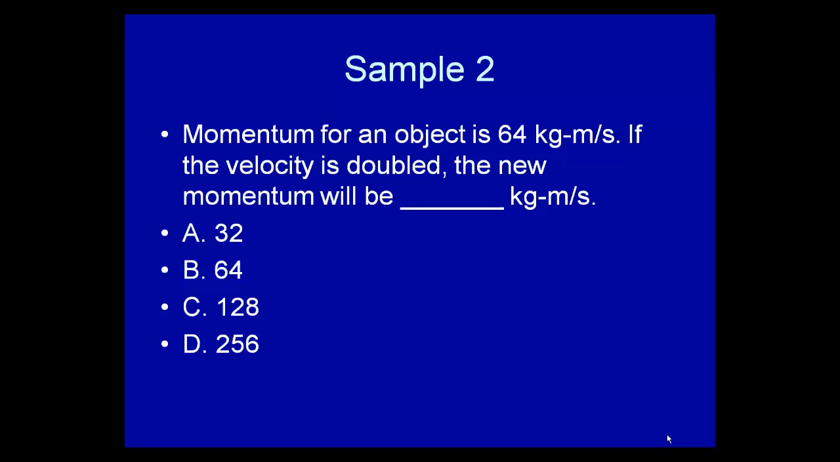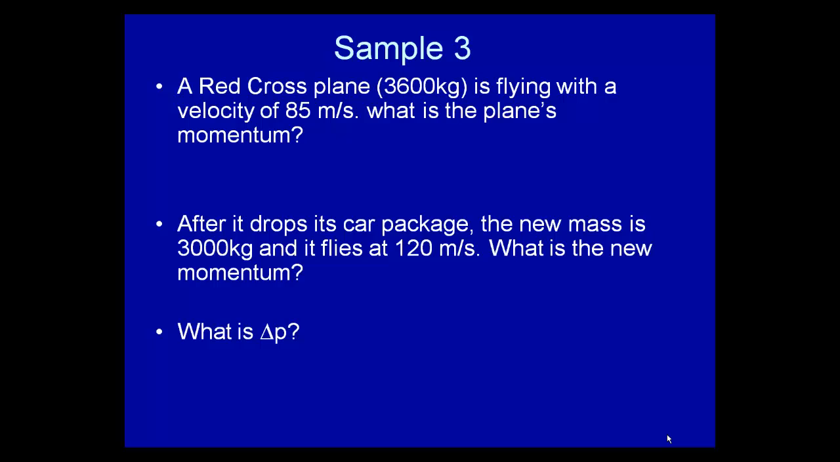They both have the same velocity, and blue has the mass, so therefore Big Red has twice the momentum of Little Blue. Okay, the momentum of an object is 64 kilogram meters per second. If the velocity is doubled, the new momentum will be what? Well, momentum is mass times velocity. So you had a total momentum of 64 kilogram meters per second, and all you did was double the velocity. You're going to have twice the momentum. So therefore the answer is 128.